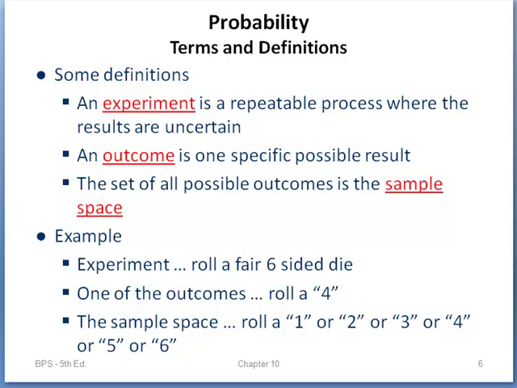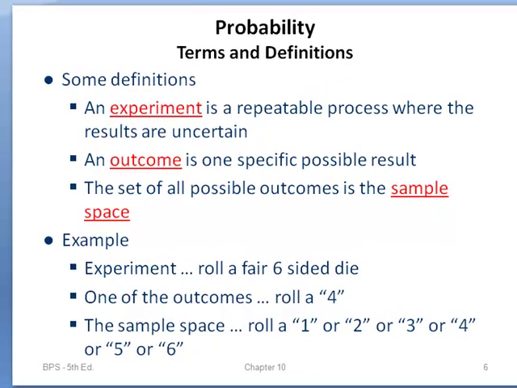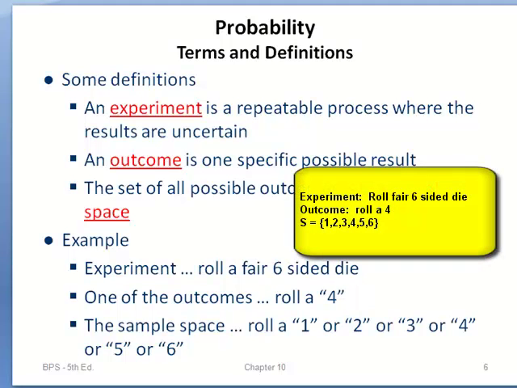So let's do some definitions. First of all, we're going to talk about what's an experiment. Well, it's a repeatable process where the results are uncertain when we're dealing with probability. What's an outcome? Well, it's one specific possible result. And the set of all these possible outcomes is called the sample space. So let's look at this example. If we roll a fair die and it's 6-sided, that can be our experiment. One of the outcomes of this is to roll a 4. The sample space, all the possible outcomes, is 1, 2, 3, 4, 5, or 6. And we denote the sample space by the letter S.